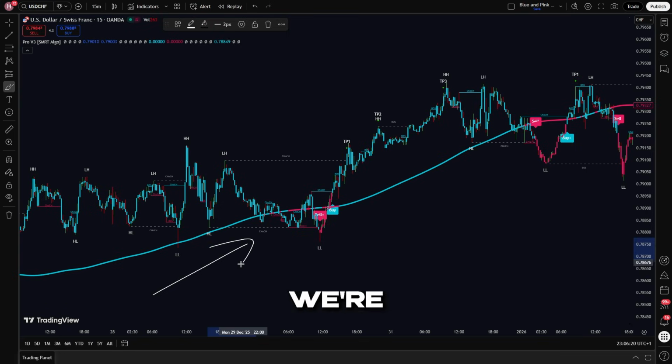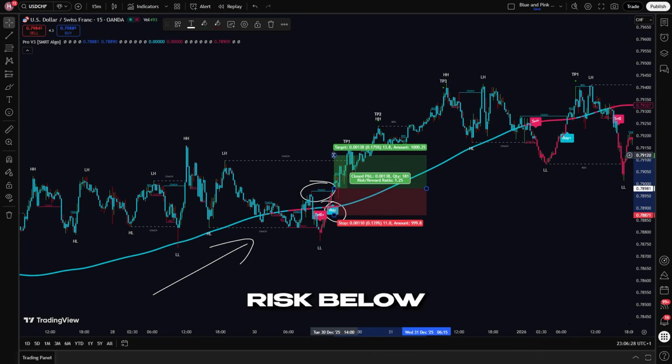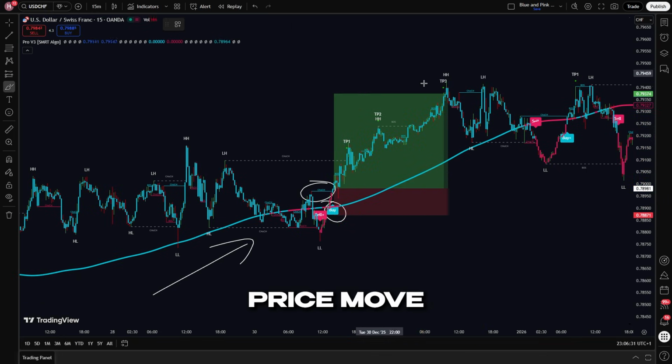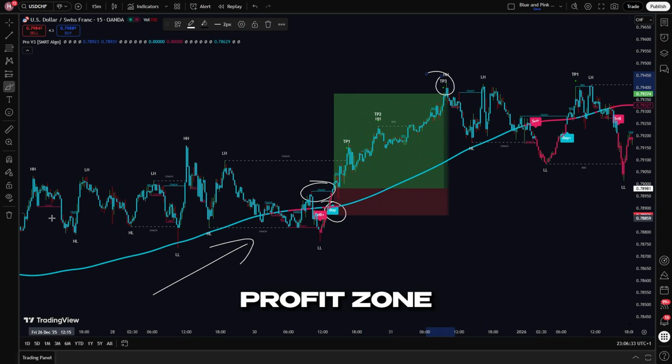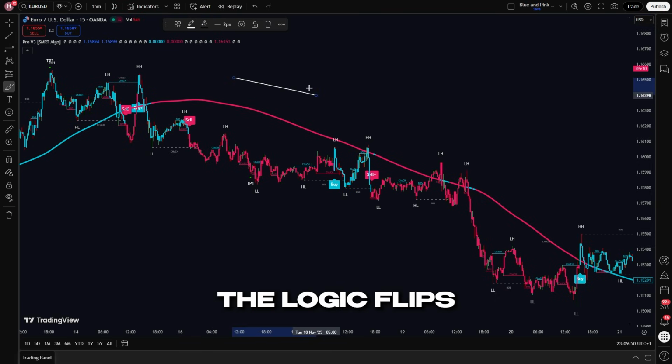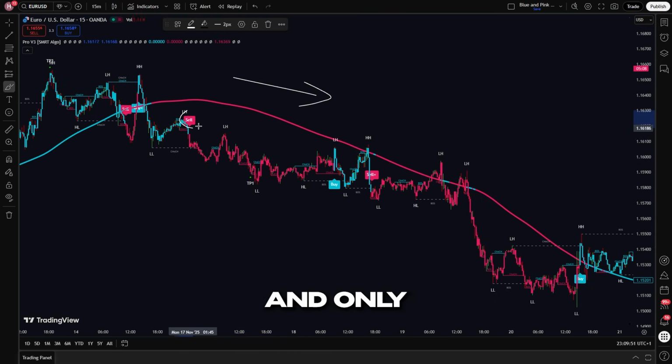For example, here we're clearly in a bullish environment. Price pulls back, structure holds, and a buy signal appears. We enter the trade, manage risk below the recent structure, and let price move toward the projected take profit zone. Later on, when the market turns bearish, the logic flips. We stop taking buys and only focus on sell signals that align with the new trend and structure.